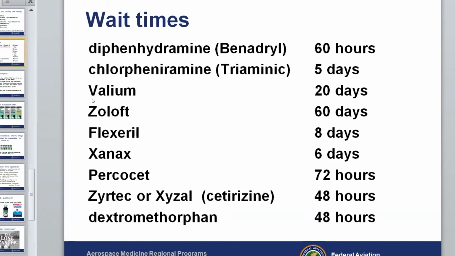I have a question. I take Flexeril every now and then. These days, it says 8 days for Flexeril. Is that if you're on it chronically, or if you just take it one time? If you take it the first time, that's when this applies, with the caveat that in any individual, there may be various different side effects.